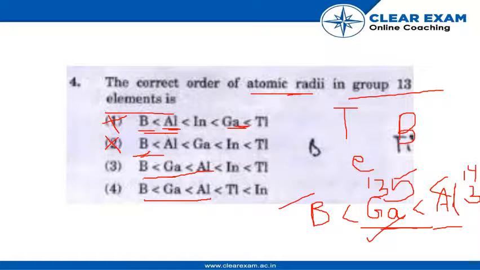Let's see the next one. But the next one will be In. Then In, so in this, In is there. Fourth, no, the fourth one is not there, it is wrong. Then there will be Tl. So this is the correct answer.